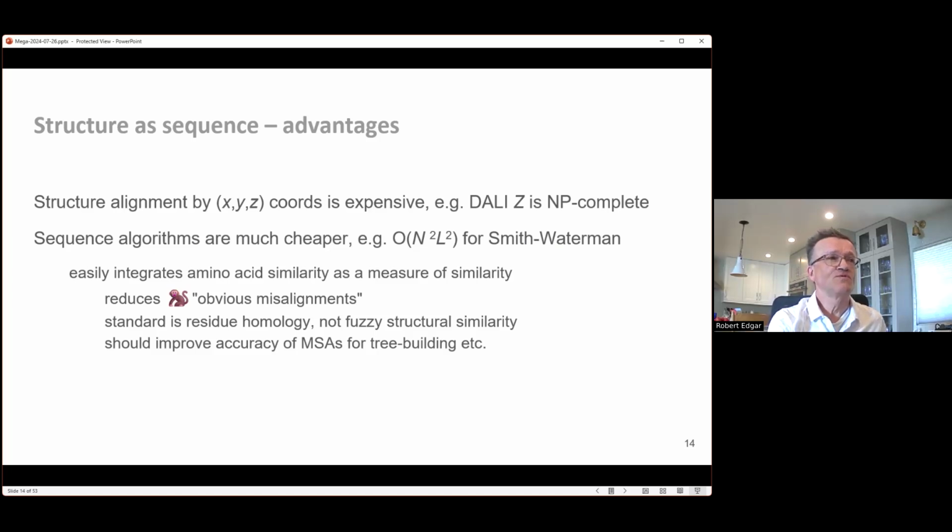And also because we've naturally integrated amino acid similarity together with structure features, it increases the likelihood that you're going to get really homologous residues in a given column. So you're going to have fewer obvious misalignments. So for example, DALI will sometimes misalign the catalytic residues in RdRp. And this is much less likely to happen when you're considering amino acid similarity as a feature.